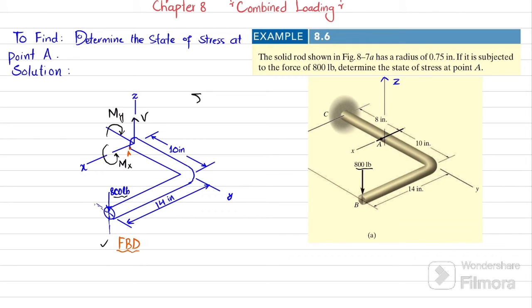So the first equation of equilibrium is that the sum of all forces along the Z direction must be equal to 0, and upward force is taken as positive. So V is acting upward. So V minus this 800 pound that is acting downward will be equal to 0. So it means that V is equal to 800 pound.